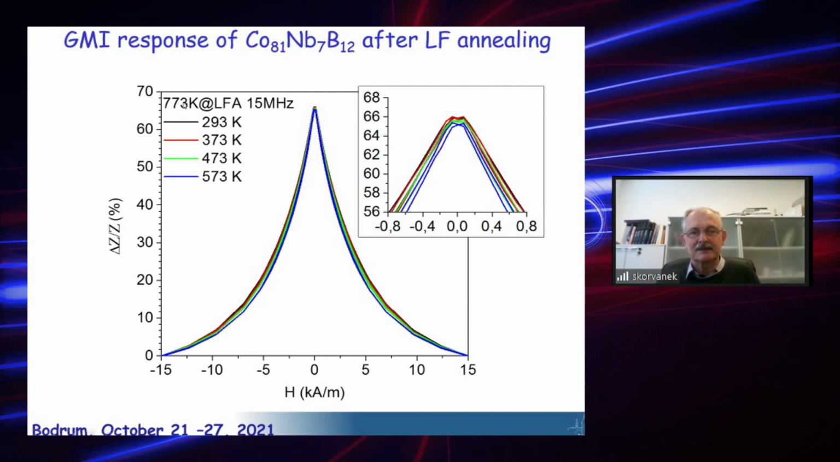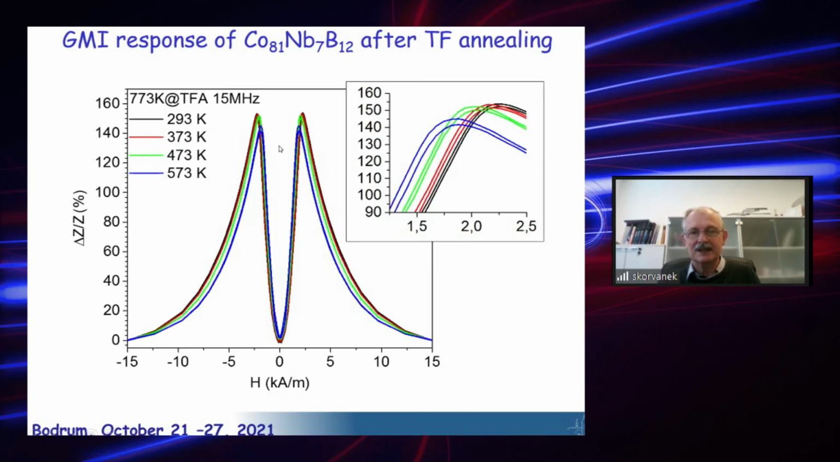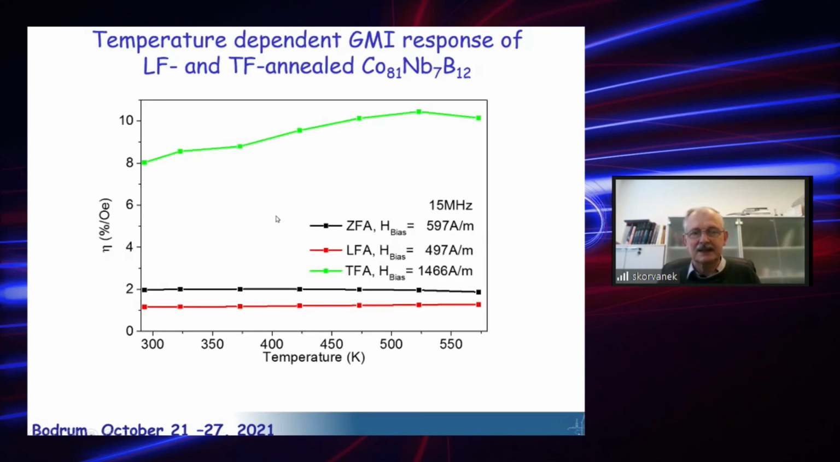By increasing from room temperature to 300 Kelvin, we see nearly no change. In the case of transverse field annealing, we see some change, especially a slight decrease of anisotropy field, but the steepness remains more or less constant, and we can see it better here. I would like to mention that even after longitudinal field annealing the stability was better, but the sensitivity was very low. In the case of transverse, the sensitivity is much higher, so it's better for a sensor.